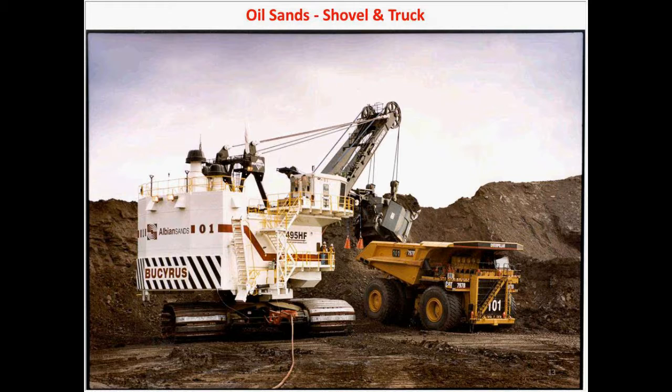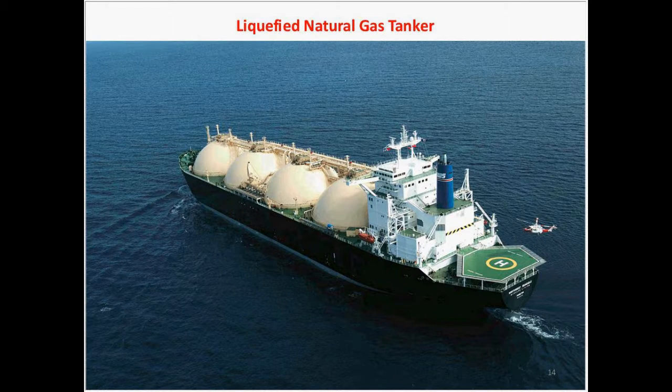The next is a liquefied natural gas tanker. You can see the helicopter trying to land on the right-hand side. Again, the size of this tanker is a football field. The gas is liquefied to minus 160 degrees so that it can be condensed and transported. This project is in Australia. It transfers the gas from Australia to China, Japan, Korea, several countries.